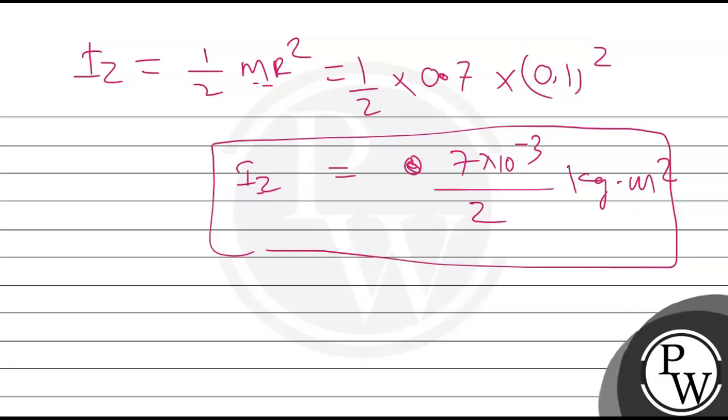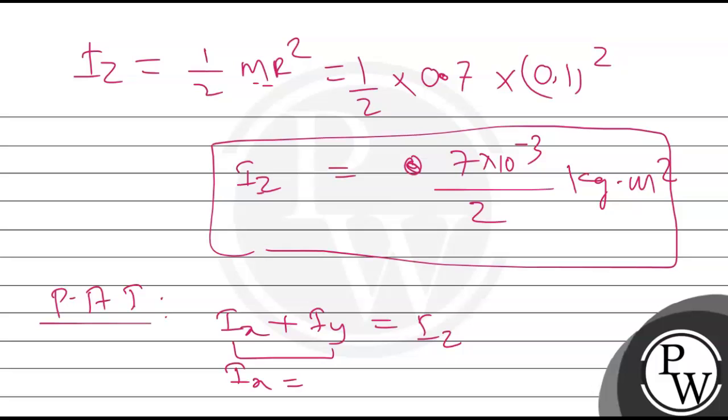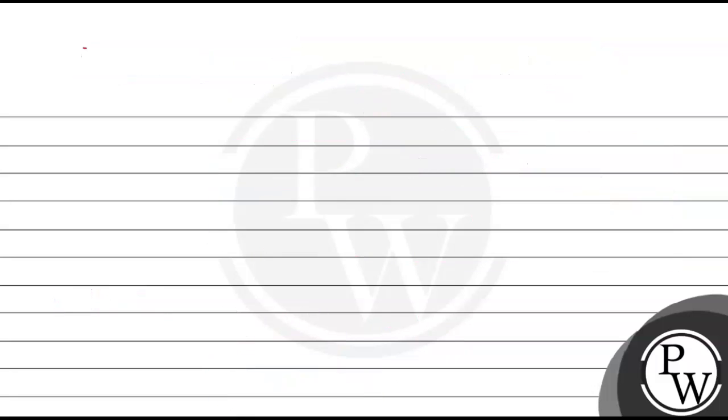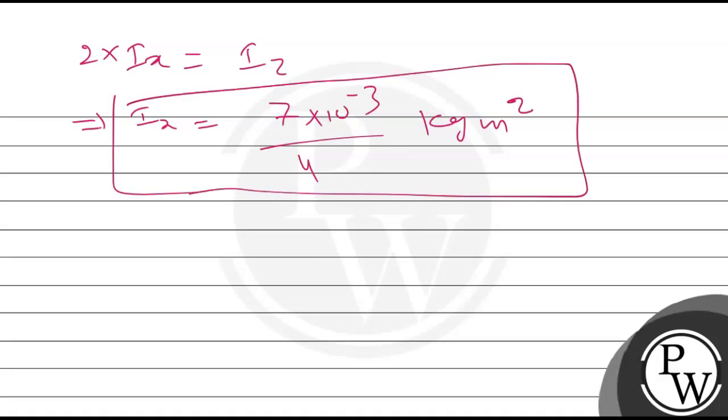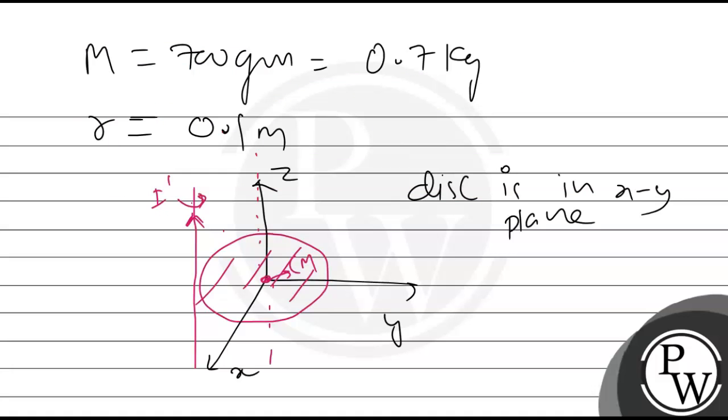Now let us apply the perpendicular axis theorem. The moment of inertia about the x-axis plus the moment of inertia about the y-axis is equal to the moment of inertia about the z-axis, and the moments of inertia about the x-axis and y-axis are equal because of the symmetry of the disc. So 2 into Ix is equal to Iz. The value of Ix is equal to 7 into 10 raised to power minus 3 upon 4 kg meter square. Now let us write the moment of inertia about this axis, that is I dash.